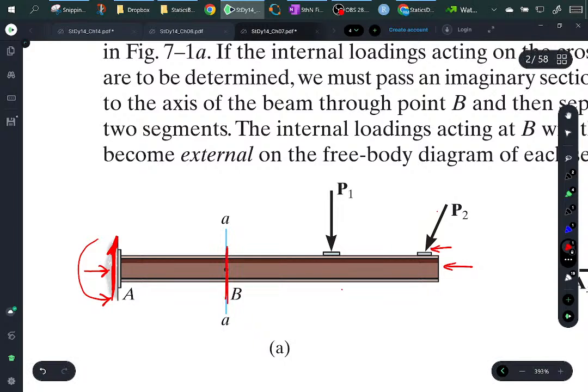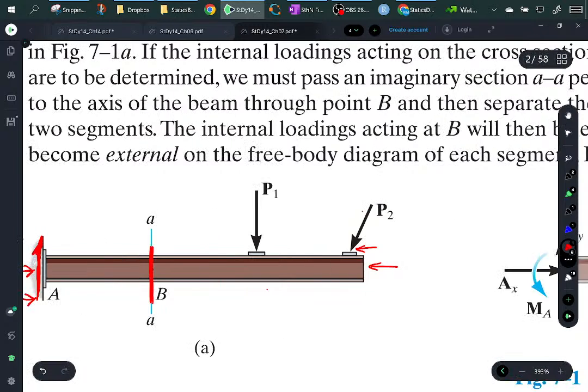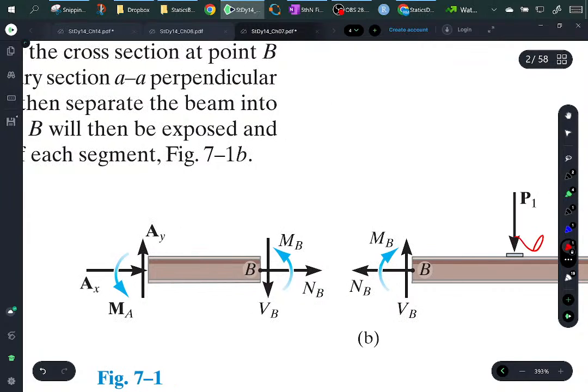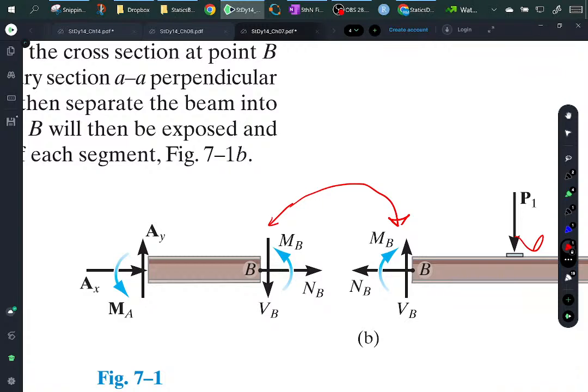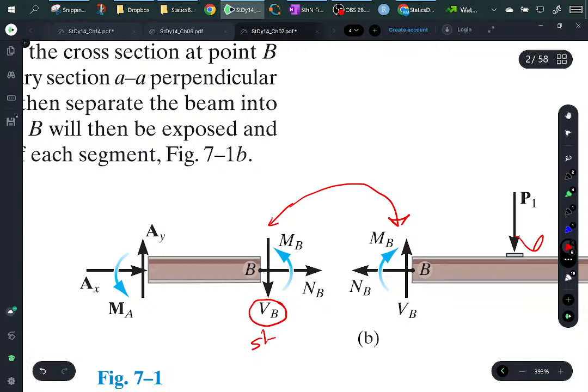But then you have the internal load. This slice right here exists both on this drawing and on that drawing. So, of course, you're not physically doing this, but you are mentally doing this. This is what's commonly called the shear. This is the normal, and this is the moment.